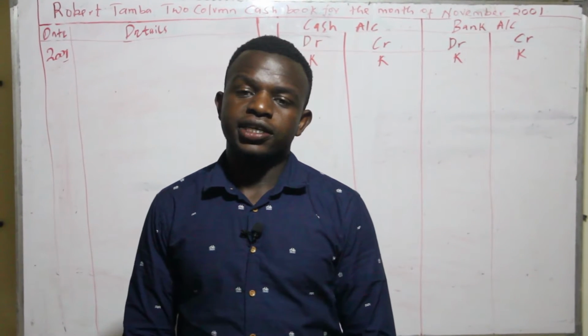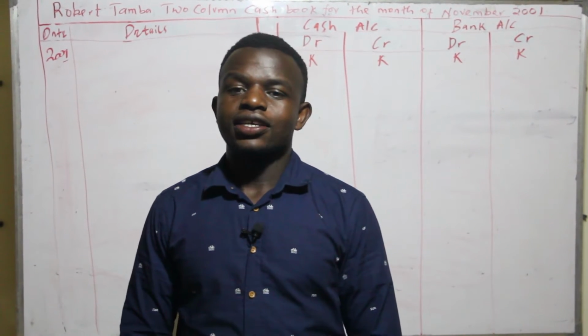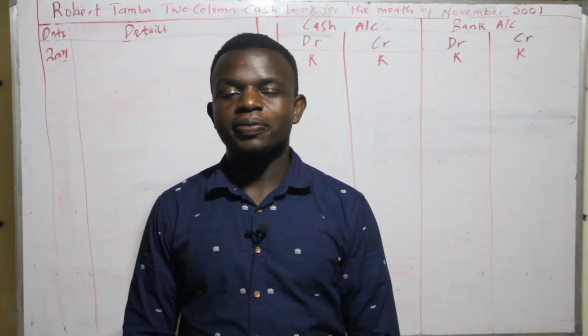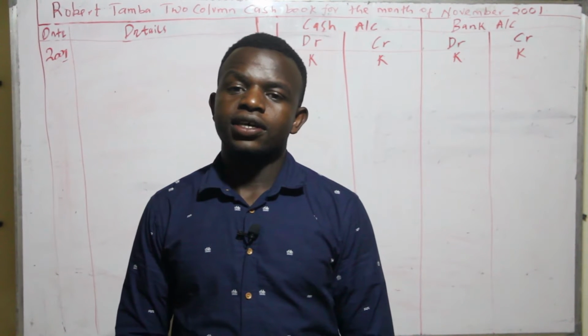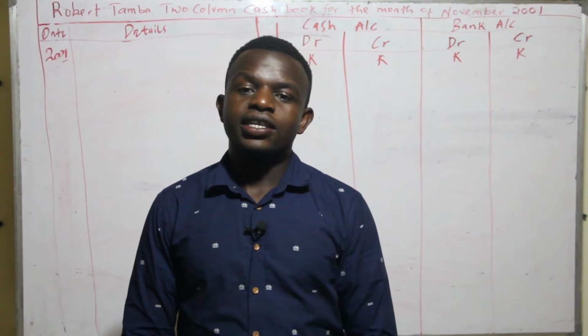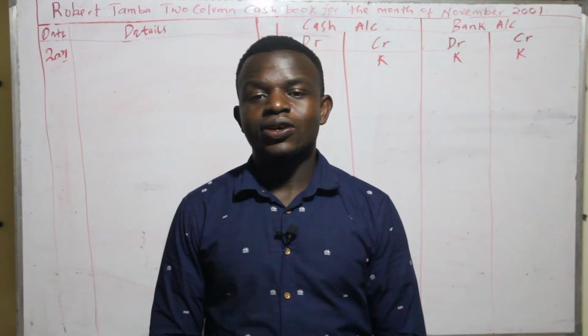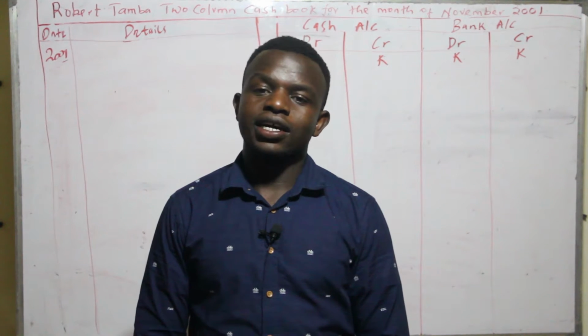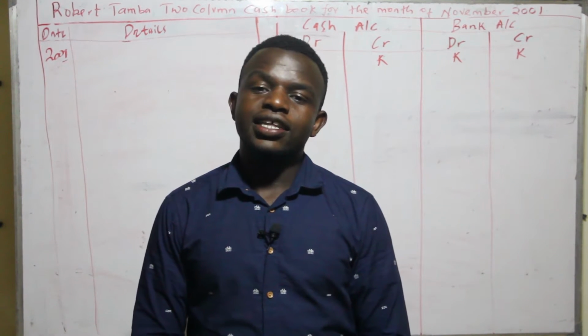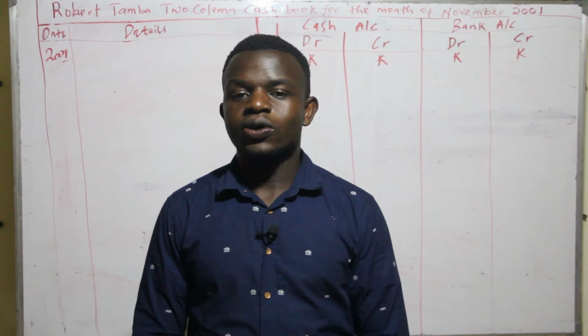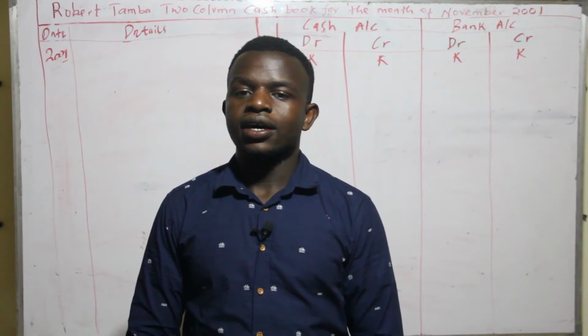So we'll continue looking at the cash book, and today we'll be looking at the two-column cash book. The two-column cash book is made up of the cash account and the bank account. Any transaction that involves cash is going to be recorded into the cash account, and anything that deals with check is going to be recorded in the bank account.